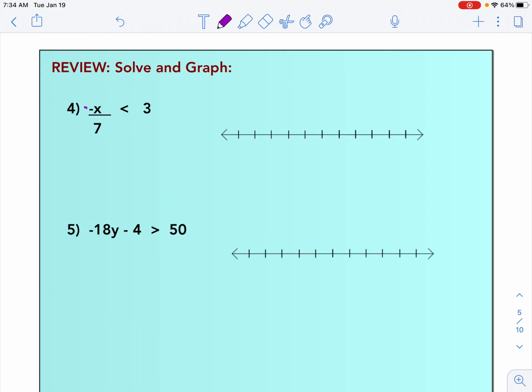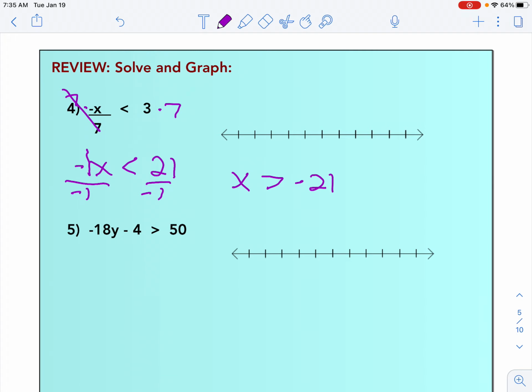Okay, on this problem, we simply multiply by 7 on each side. So we are not going to flip the inequality. It's going to stay the same. Now, the problem here is I have negative x, or this is like having negative 1. So I am not done. I have to divide by negative 1, and now I will have to flip the inequality to make it from less than to greater than, and this becomes negative 21.